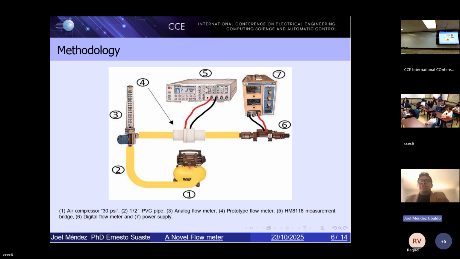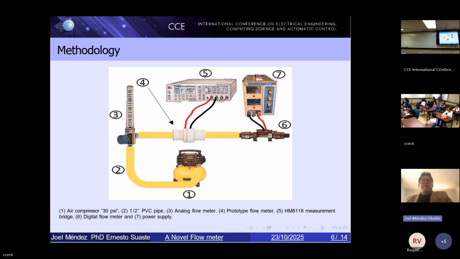And number 5, you can see the RLC bridge, which measures the change in capacitance as the airflow changes. Finally, number 6 is a digital flow meter. In this case, these instruments help us to verify the principle of continuity. In other words, the airflow entering must be equal to the airflow leaving. And this instrument needs a power supply, represented with number 7.